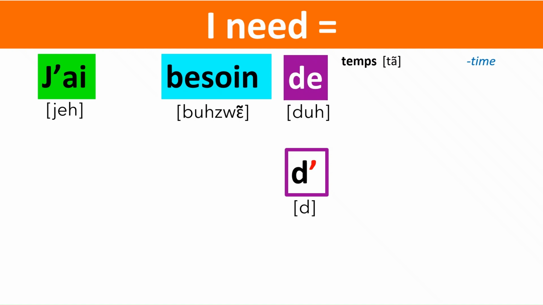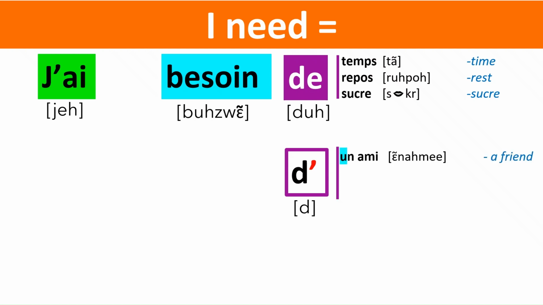J'ai besoin de temps, I need time. J'ai besoin de repos, I need rest. J'ai besoin de sucre, I need sugar. And if we have a word that begins with a vowel, we're going to have j'ai besoin d'un ami, I need a friend. J'ai besoin d'une douche, I need a shower. J'ai besoin d'air, I need air.